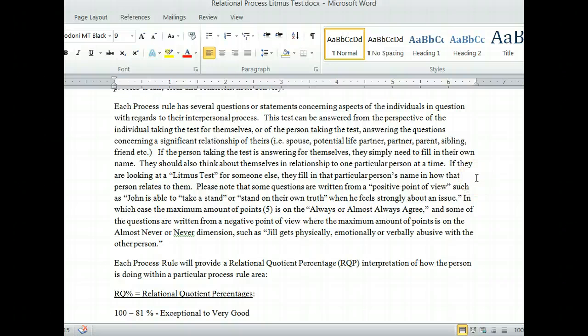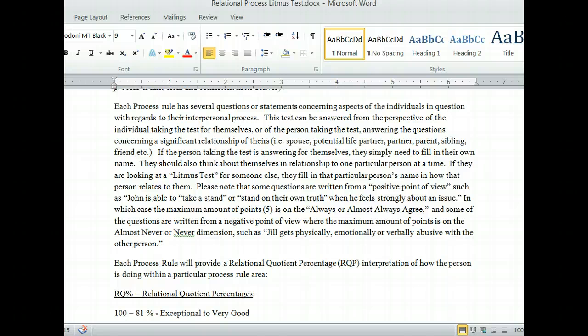Please note that some of the questions are written from a positive point of view, such as John is able to take a stand or stand on their truth when he feels strongly about an issue, in which case the maximum of points, 5, is on the always or almost always agree. And some of the questions are written from a negative point of view where the maximum number of points is on the almost never or never dimension, such as Jill gets physically, emotionally, or verbally abusive with the other person. In that case, if the answer is no, she rarely or never does that, it would be a 1.